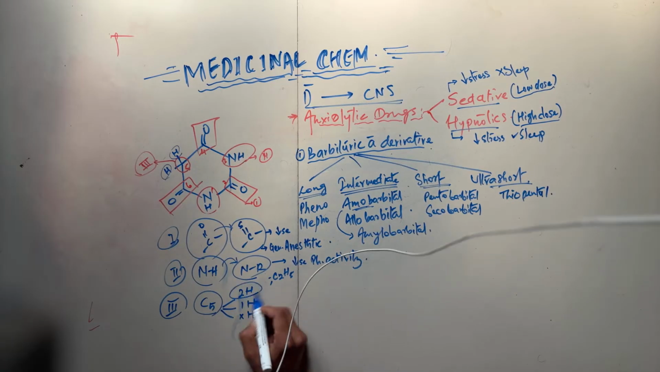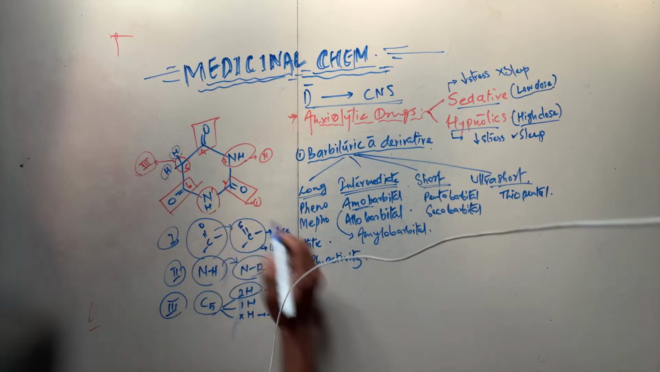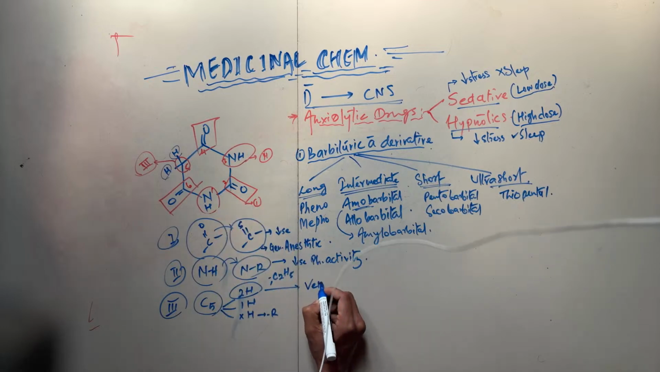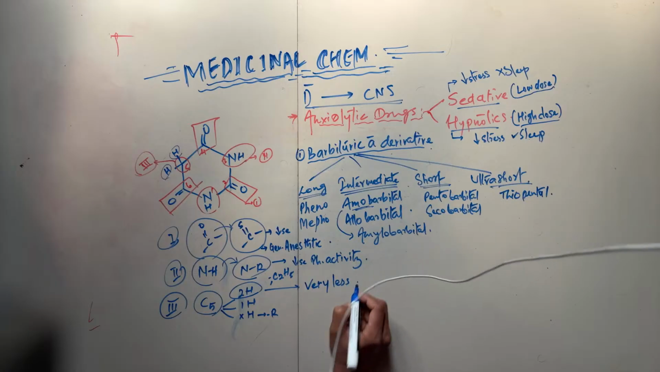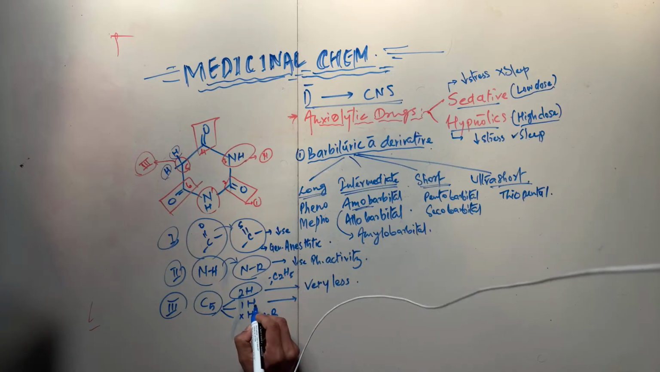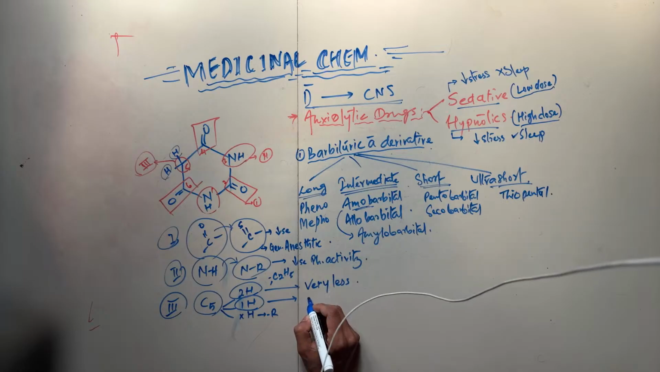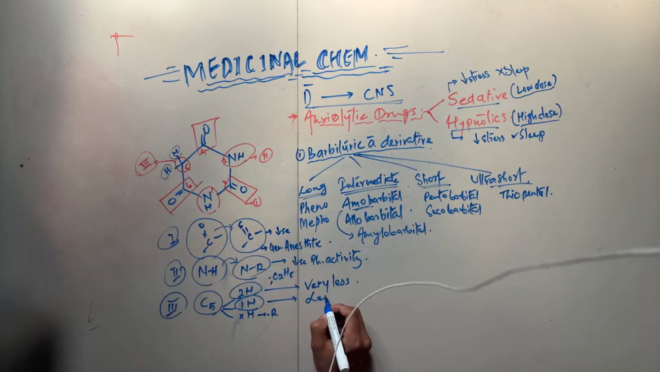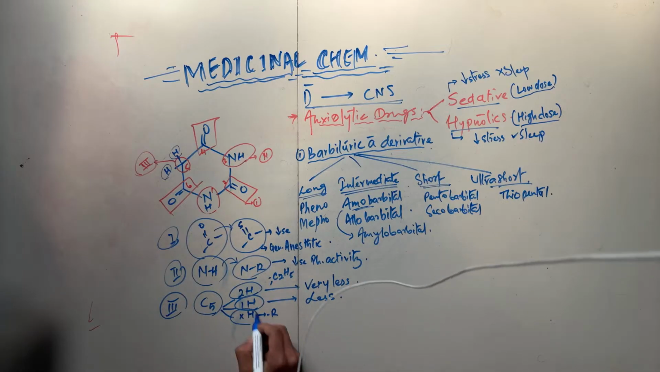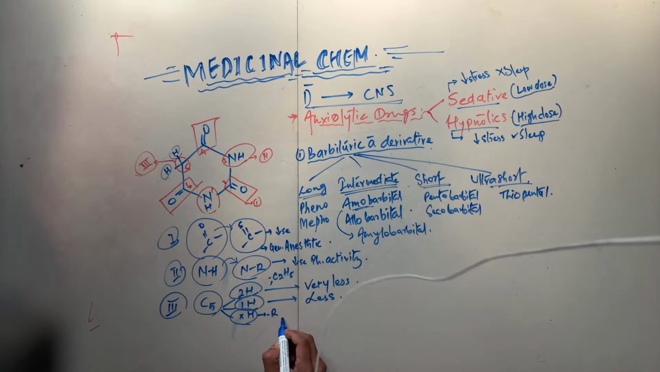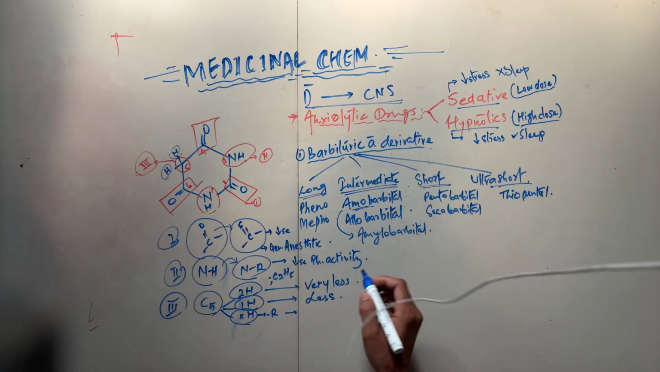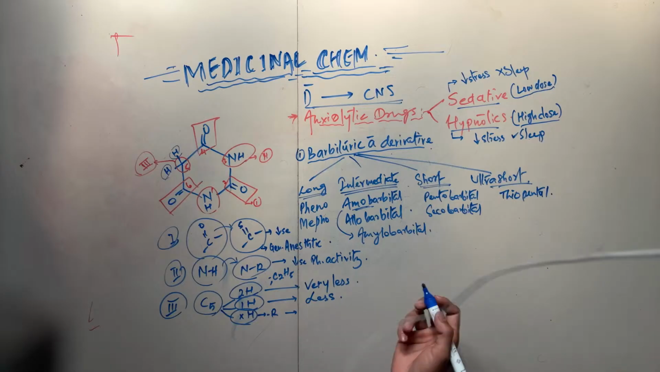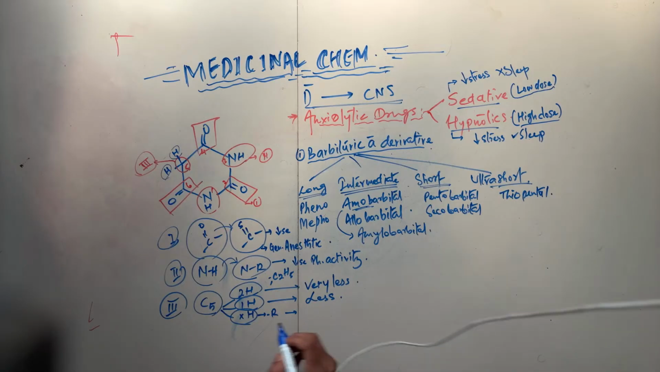In the case of two hydrogen, the activity of the barbituric acid will be very less. In the case of one hydrogen, the activity of barbituric acid will be less. And in the case of no hydrogen, when there is no hydrogen, rather if any other group, alkyl group or aromatic phenyl group, for example in phenobarbital, in mephobarbital, in that case what will happen?